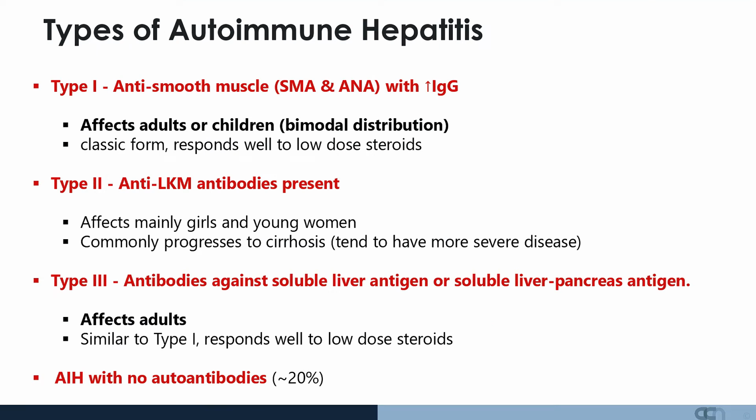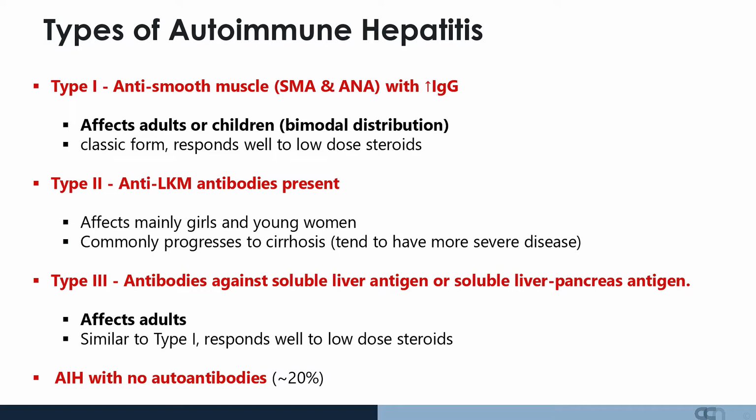Type 2 autoimmune hepatitis has the presence of anti-LKM or anti-liver kidney muscle antibodies, and this usually affects young women or girls. And this has rather severe disease and progresses on to cirrhosis rather quickly. Type 3 autoimmune hepatitis is the presence of antibodies against soluble liver antigen or soluble liver pancreas antigen, and rather similar to type 1 has a bimodal distribution and responds well to low-dose steroids.